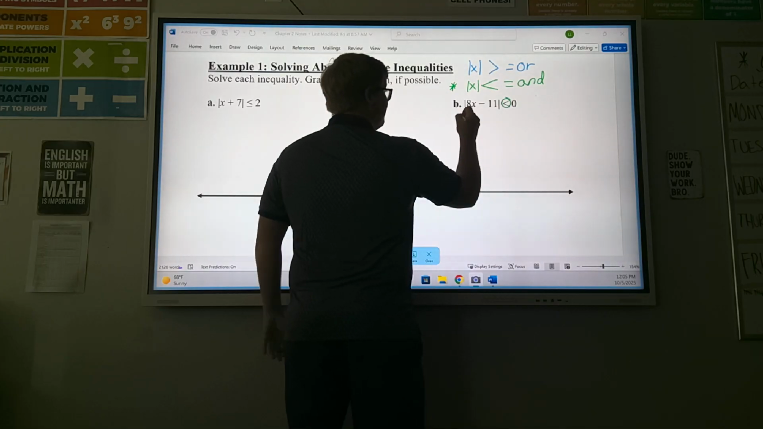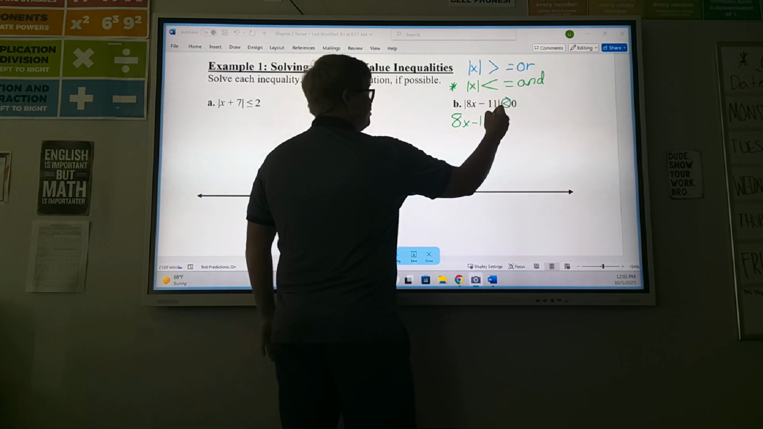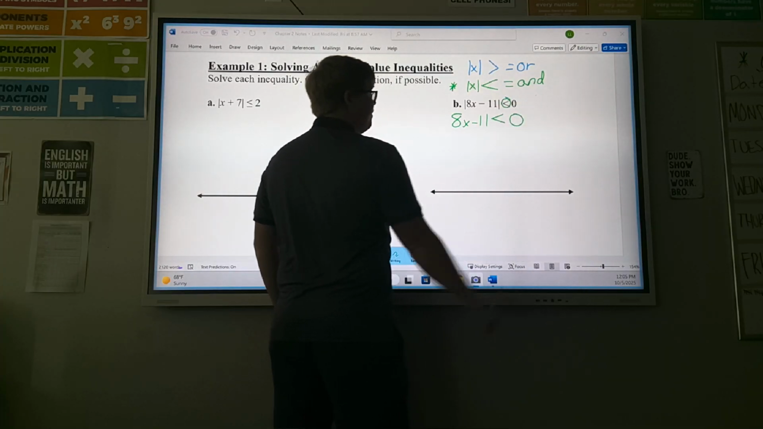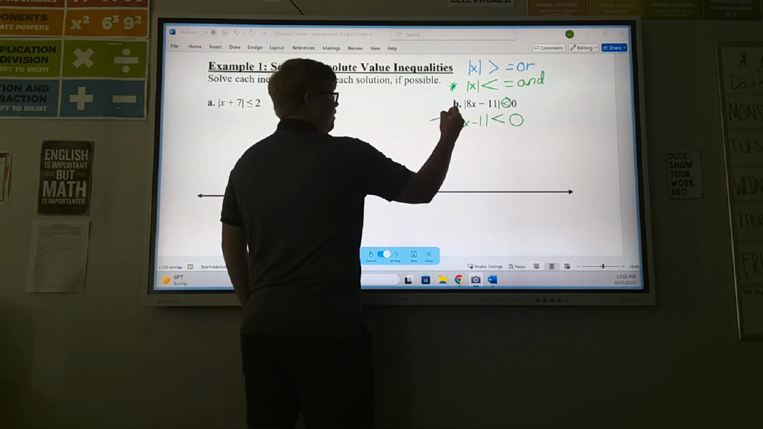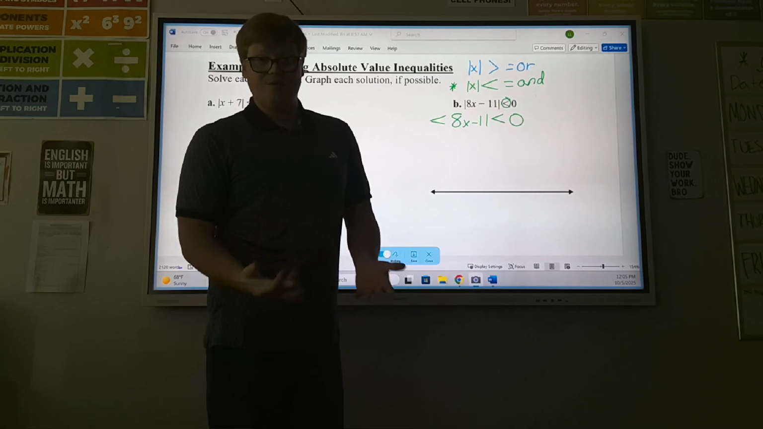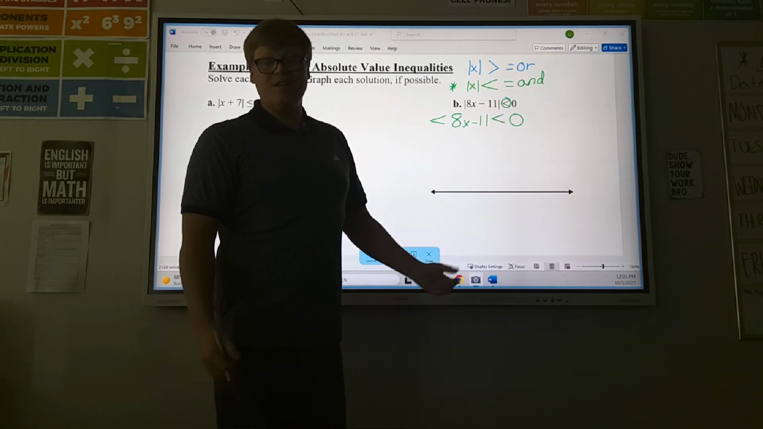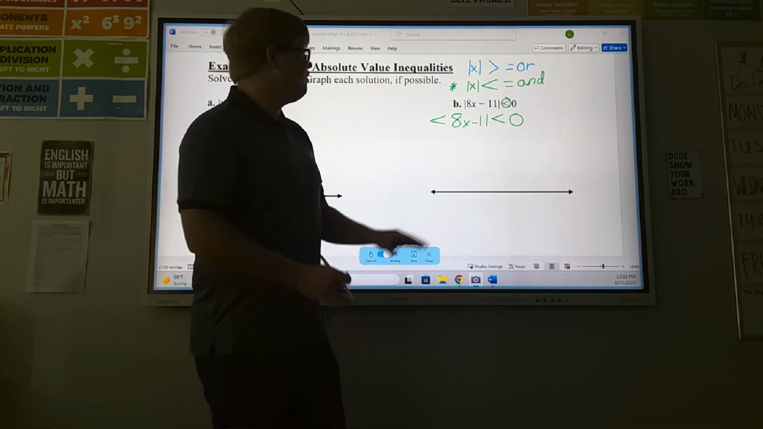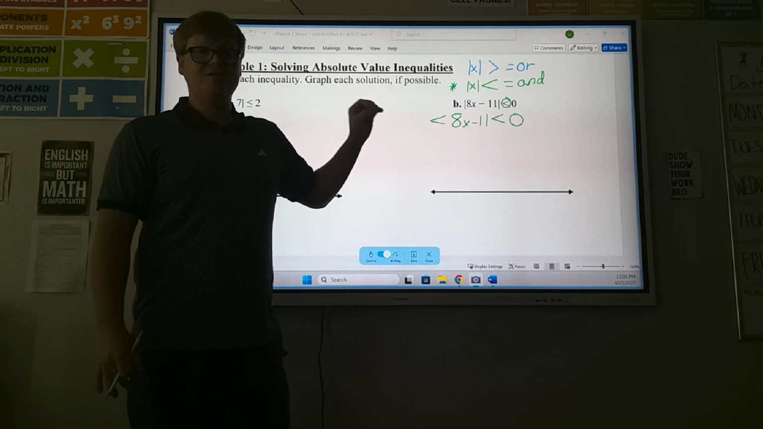So let's do it. We have 8x minus 11. We copy and paste our first expression is less than 0. Now all we have to do is copy the sign, put it over here, and we have a problem, right? Can 0 be negative? No. And 0 cannot be positive either. So instead of solving this entire equation, we actually have a very, very simple answer.